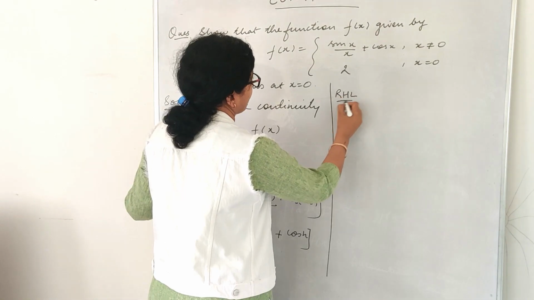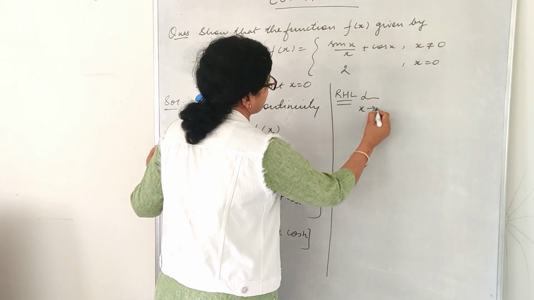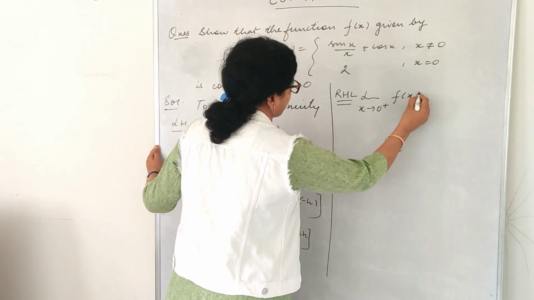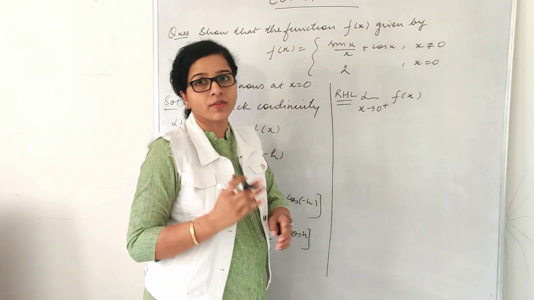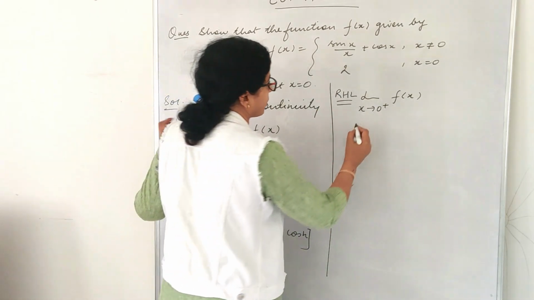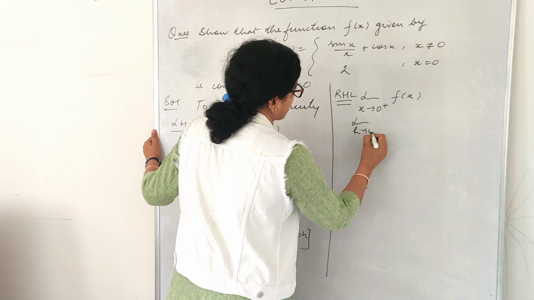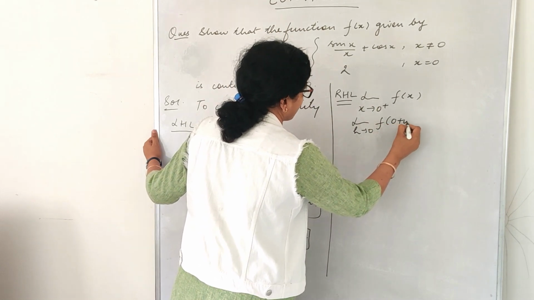Let us take the right hand limit. So what is that? Limit x tends to 0 positive f(x). It means we are adding some very small quantity to 0. So limit h tends to 0 f(0 plus h).